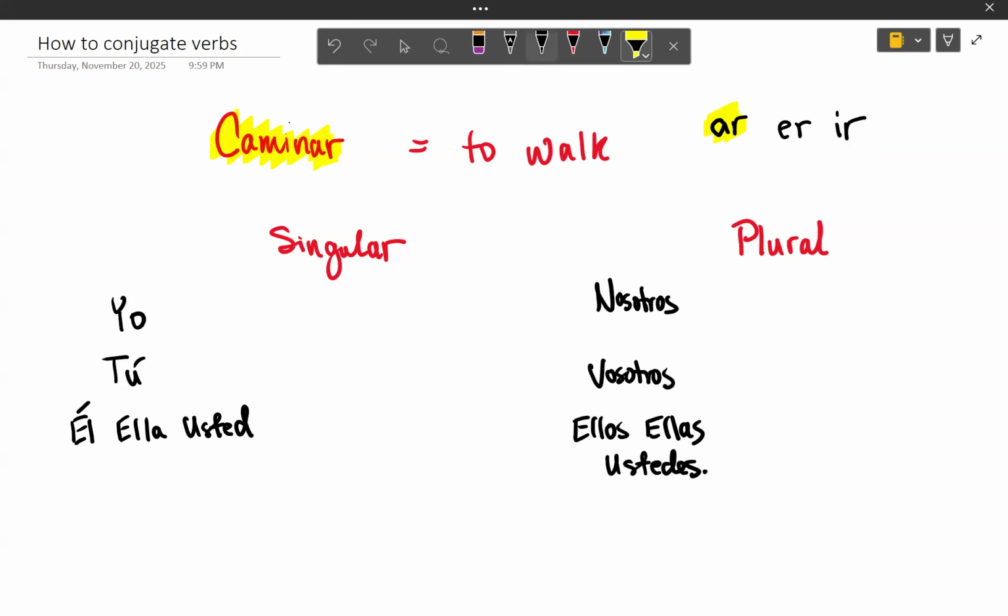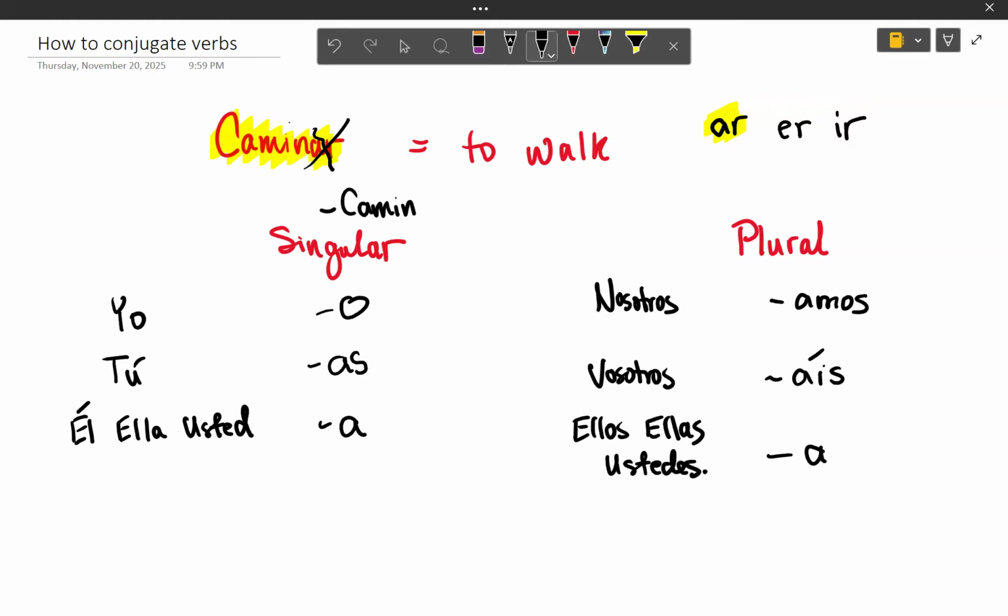So what we do to conjugate the verb, the very first thing we do, is we're going to cross off the ending, which is that AR part. And what we're left with is called the stem, which is camin in this case. We can't just leave it like that. We have to add something to it, which is why we go down here and we add the proper ending. So with AR verbs, you're going to add these endings. I'm just writing them out. You're going to add one of these endings.